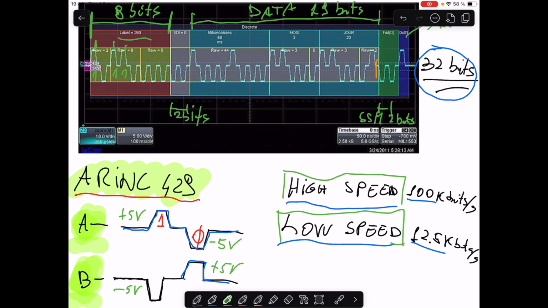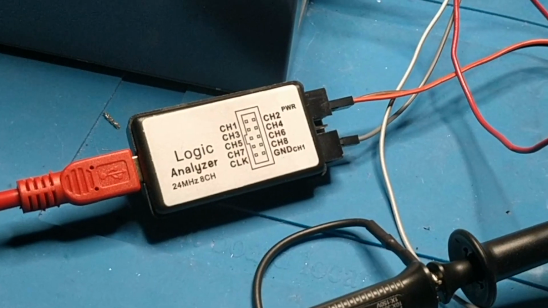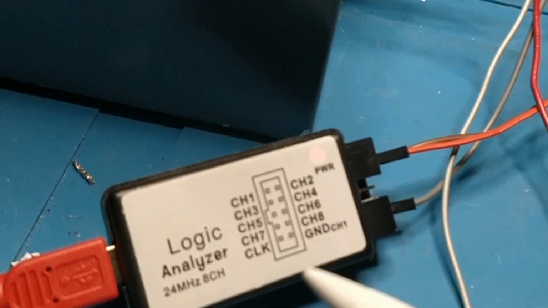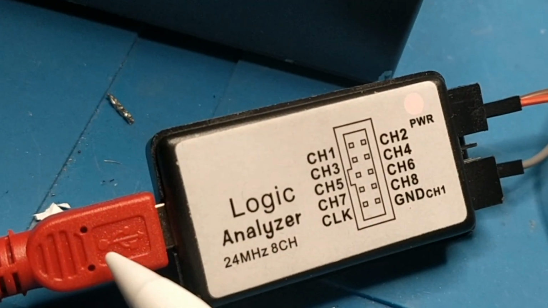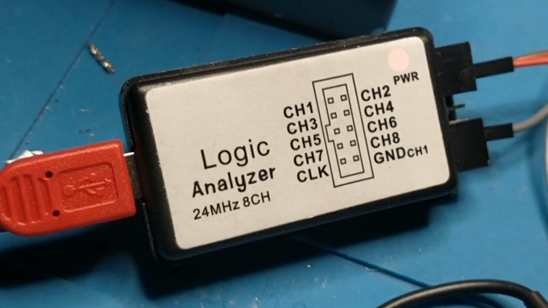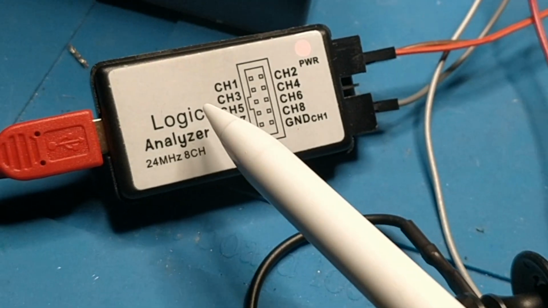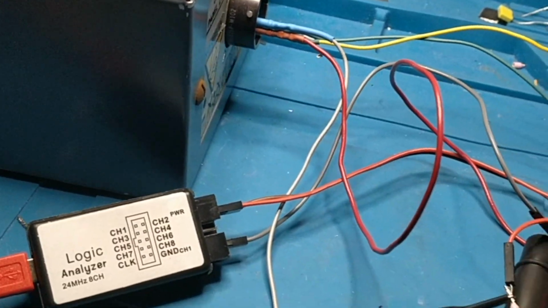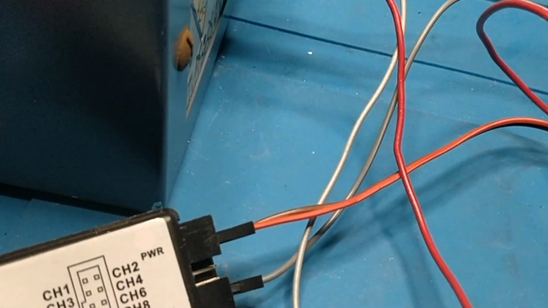So let's see now how we can connect the ACP to the logic analyzer. So we are back to the bench. I connected the logic analyzer to the USB port, so it's powered. You can see the red LED here, and I connected then the logic analyzer to the ACP here. It looks complicated, but it is very simple.